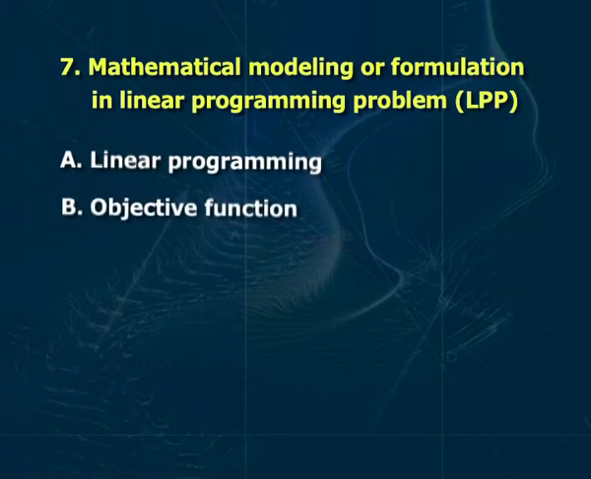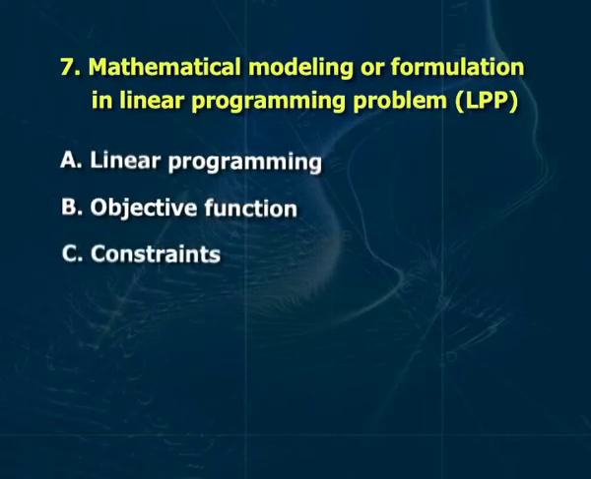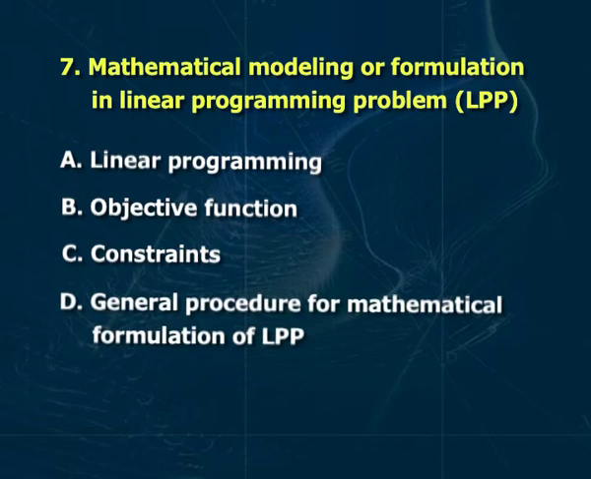B. Objective function. A linear function of variables which is to be maximized or minimized is called the objective function. C. Constraints. A given set of equations and inequalities based on the variables involved in the problem is called constraints or restrictions. D. General procedure for mathematical formulation of LPP.